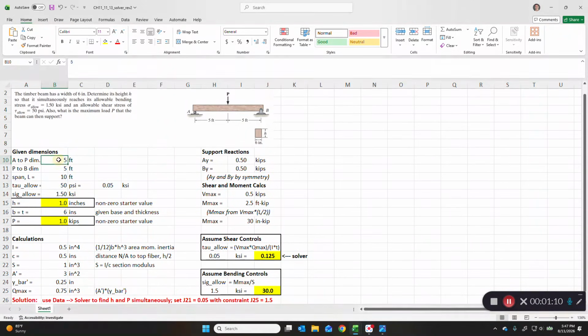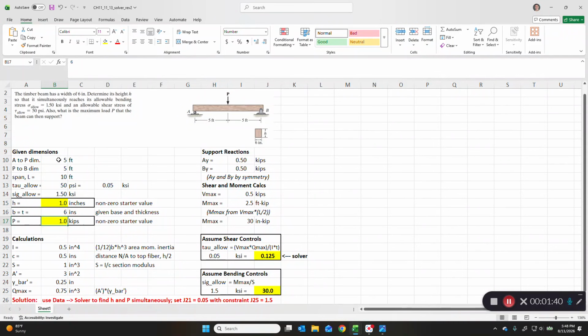So we're going to enter in all of our information, the beam dimensions, the total length of the span, the allowable tau, and we're going to convert that to KSI from 50 psi. Allowable sigma 1.5 KSI. H, we don't know. We're going to assign 1, a non-zero dummy value, a starter value. The base is 6 inches. That's the same as the thickness. And then P, the load, is also unknown.